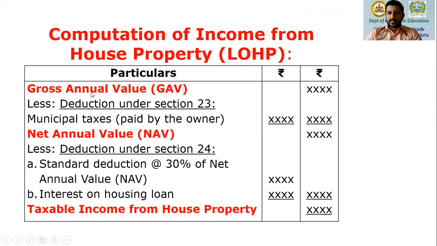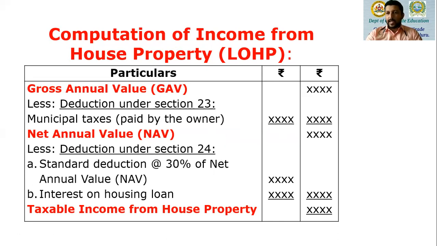As usual, the starting point will be the gross annual value, which we have already learned how to calculate. From the gross annual value, there is only one deduction, that is under section 23, and that is municipal taxes paid by the owner of the property. Municipal taxes paid by the tenant, as we discussed previously, is not considered at all. So if from the gross annual value we deduct municipal taxes paid by the owner, we arrive at what is called net annual value.